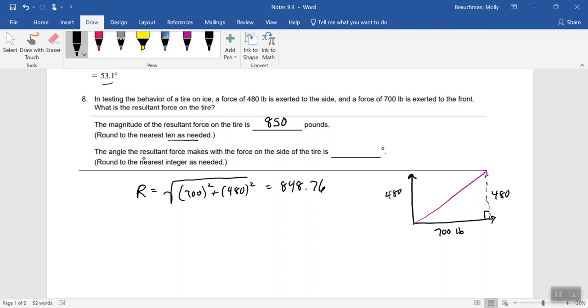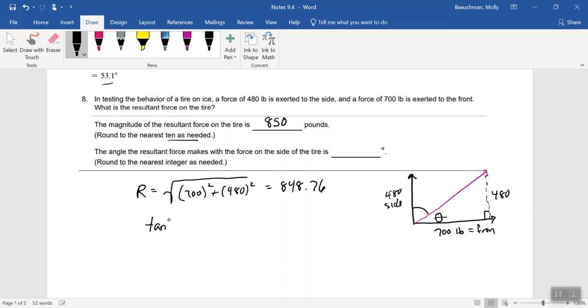Now we want to find the angle the resultant force makes with the force on the side of the tire. So 700 pounds is exerted on the front, 480 is on the side. So actually what we're looking for is this angle right here with the side. So we'll just keep that in mind. We're going to find this angle, and keep in mind that we need the angle with the side of the tire.